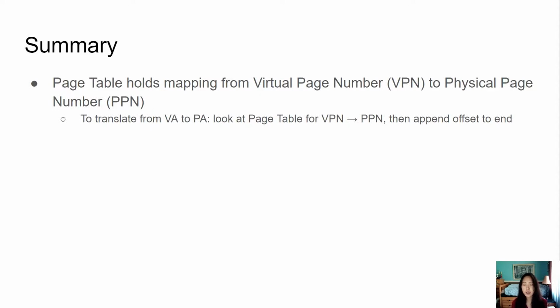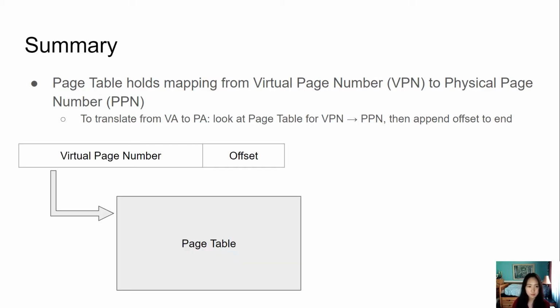We have something called the page table, which holds the mapping from our virtual page numbers, or VPNs, to physical page numbers, or PPNs. And then to translate from virtual address to physical address, we look at the page table for the VPN to PPN mapping, and then we append the offset to the end.